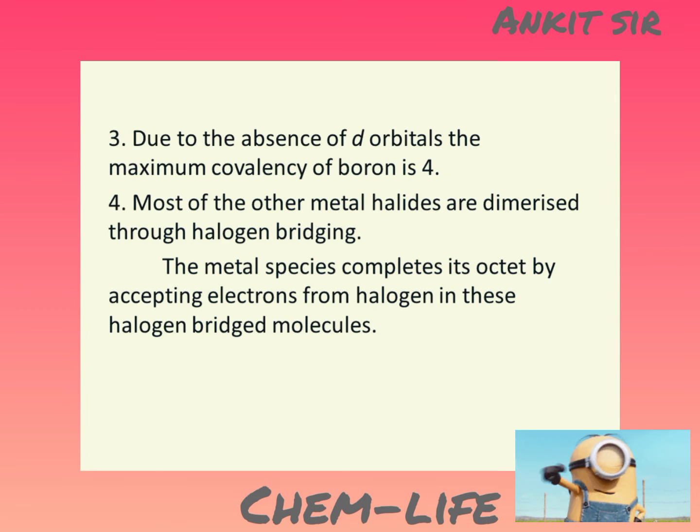Most of the other metal halides are dimerized through halogen bridging, as we see in the AlCl3 dimer. The metal species completes its octet by accepting electrons from halogen in this halogen bridge molecule. So, to complete the aluminium octet, it accepts electrons from chlorine.